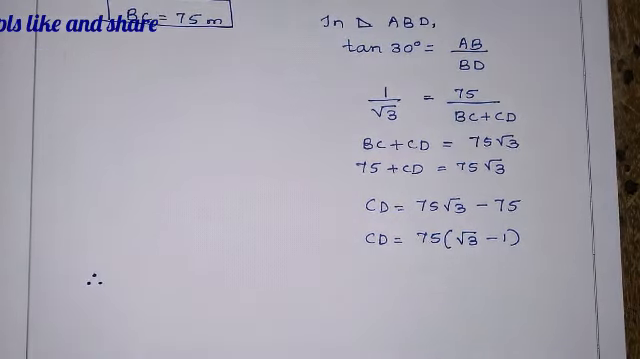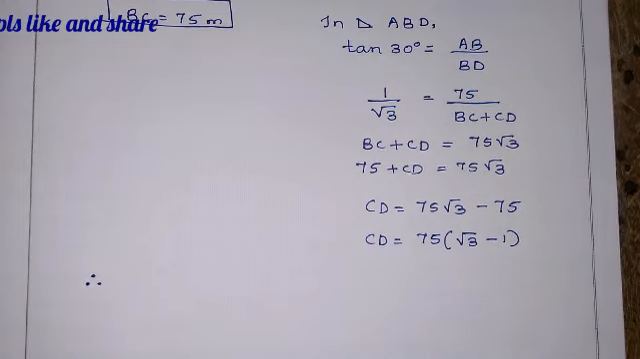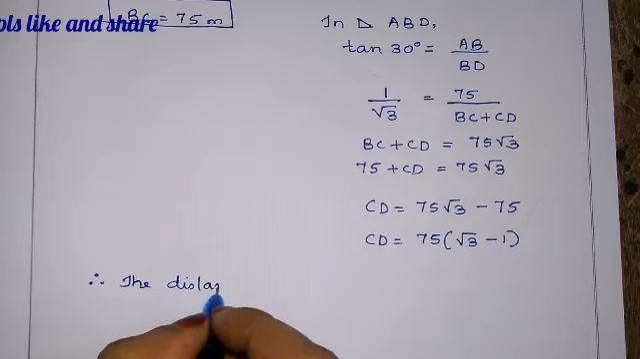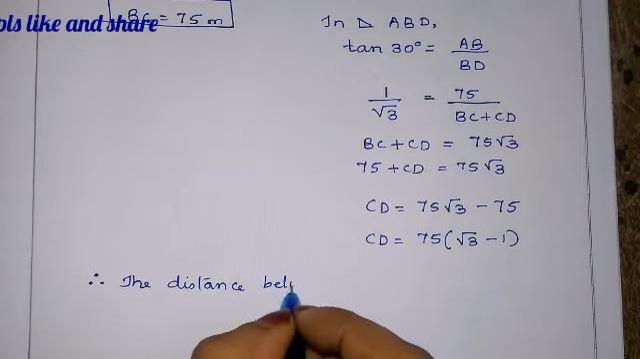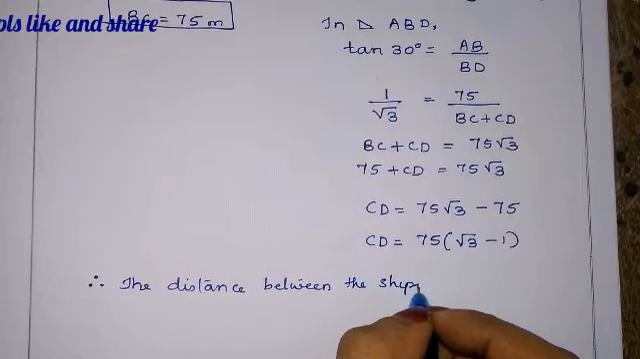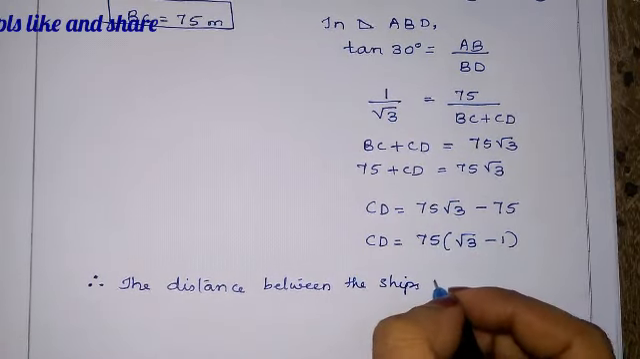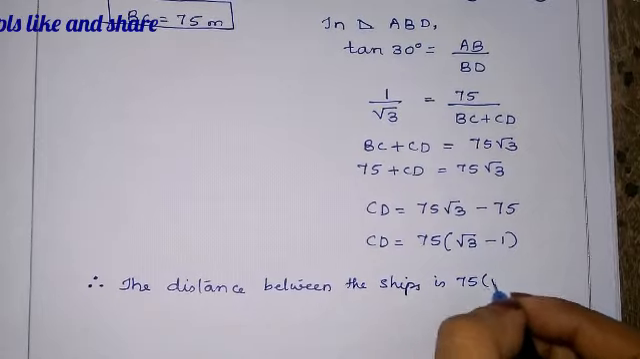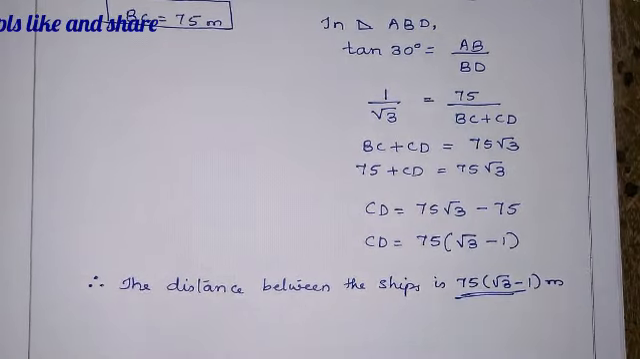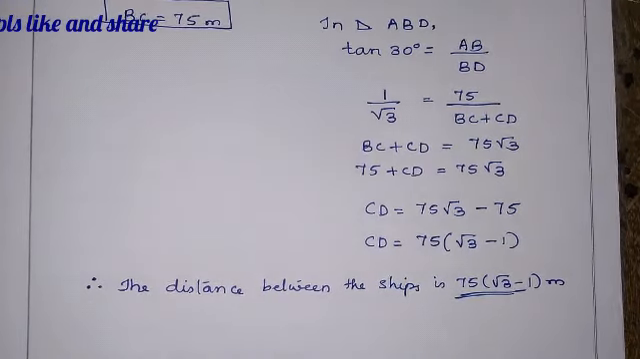Therefore, the distance between the ships is 75 times root 3 minus 1 meters. This only is the answer for the 13th one.